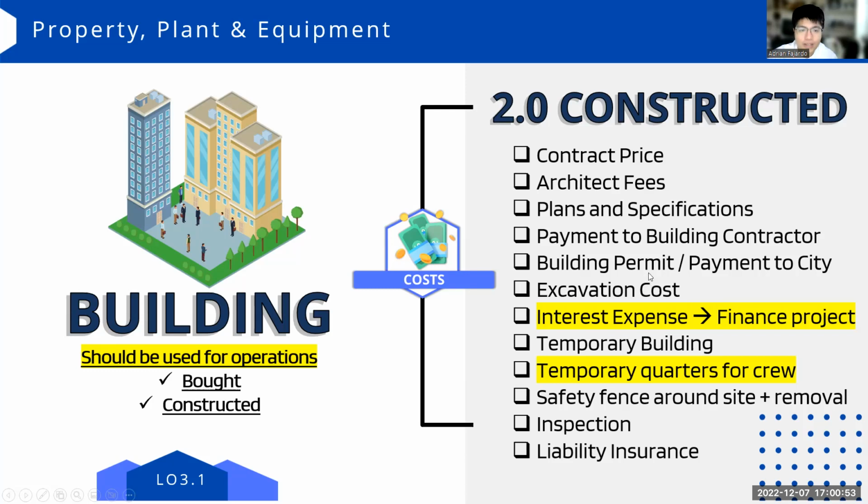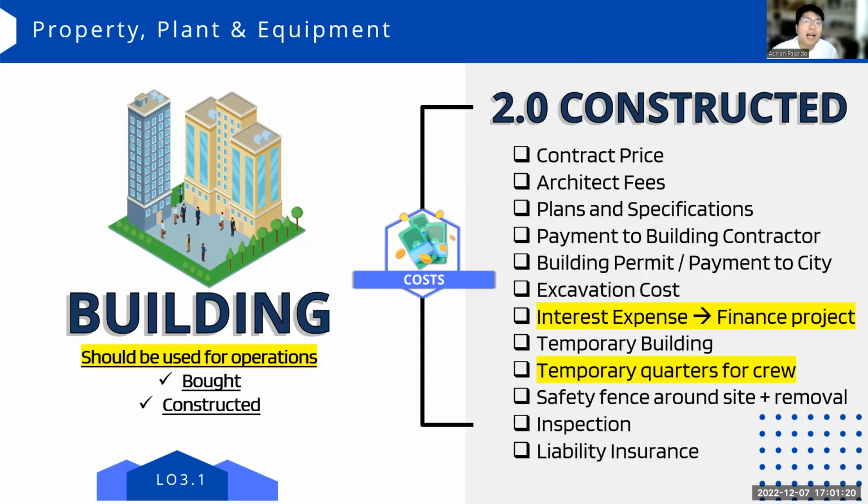Sometimes, or every time, you also pay the government, for a building permit or any payments to the city. Another thing, you'll have excavation done, so the grading, clearing, landfill, all land. But excavation is associated to building. Another thing that always comes up is interest expense or borrowing cost to finance the project.